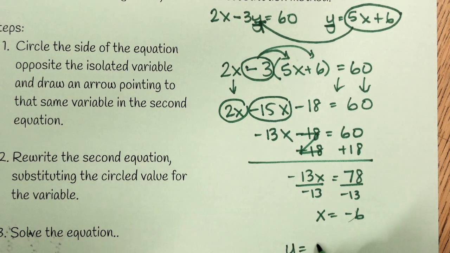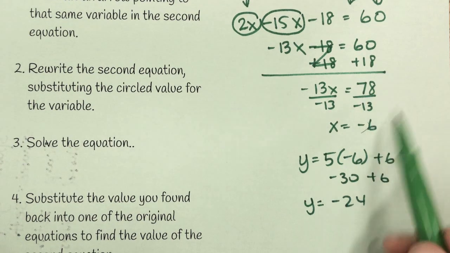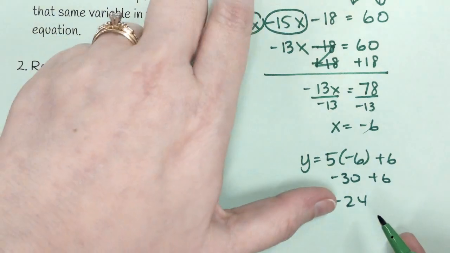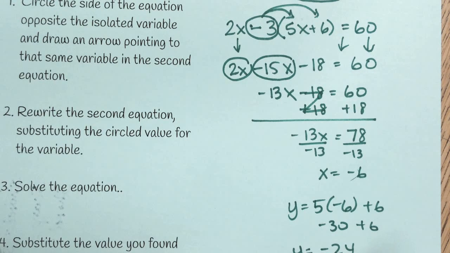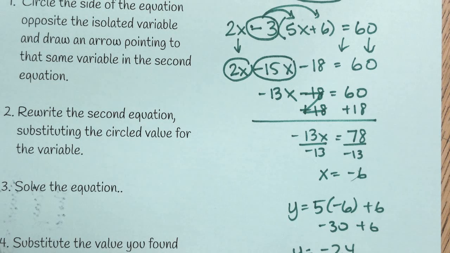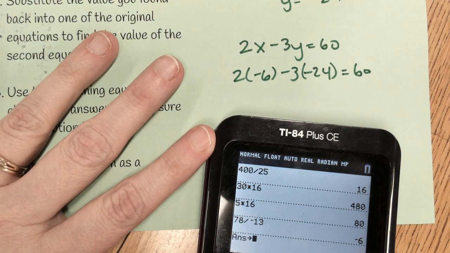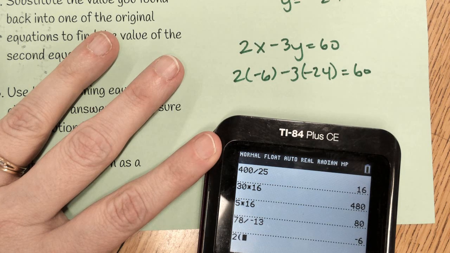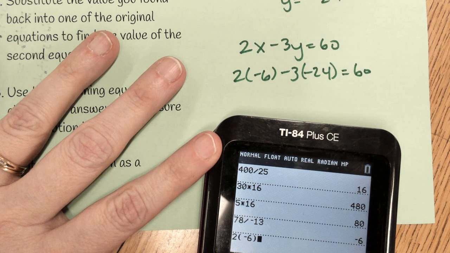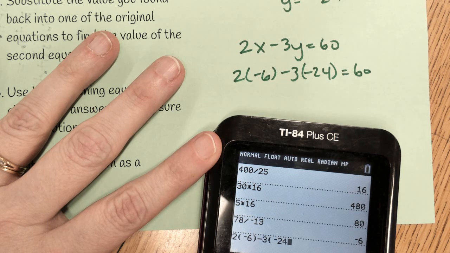I have y equals 5 times negative 6 plus 6. Well, that's negative 30 plus 6, which is negative 24. Okay, I think my answer is negative 6, negative 24, but I'm going to use my final equation here to find out. 2x minus 3y equals 60. 2 times negative 6 minus 3 times negative 24 should equal 60. So let's see if that works out.